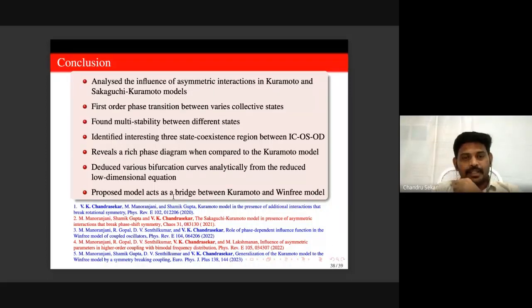So we have analyzed the influence of asymmetric interaction in the Kuramoto and Sakaguchi-Kuramoto model and found first order phase transitions between various collective states, and found many multi-stability and bistability and tri-stability regions. We have identified that our model shows rich bifurcation diagrams compared to the Kuramoto model, and we have deduced the analytical stability curves for all the states using the low dimensional reduction. And we have also found that our proposed model acts as a bridge between the Kuramoto and Winfree model.